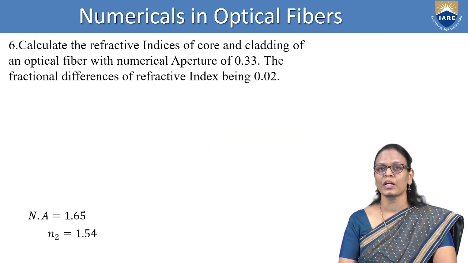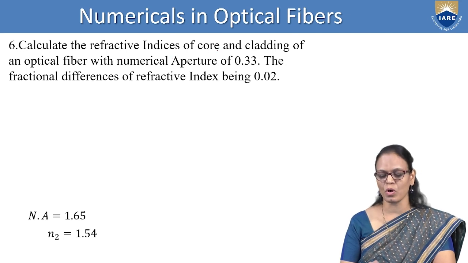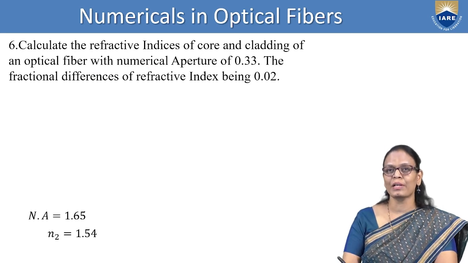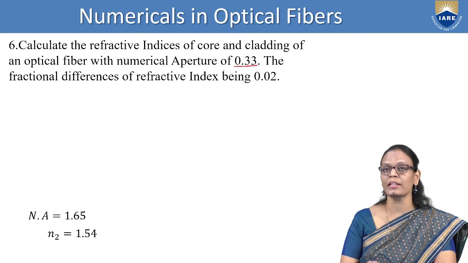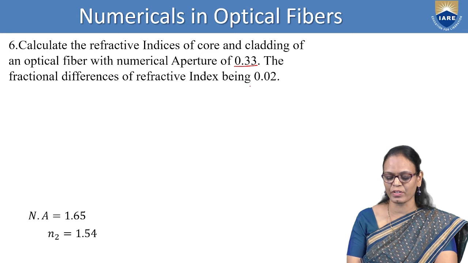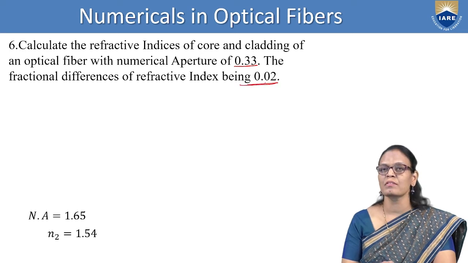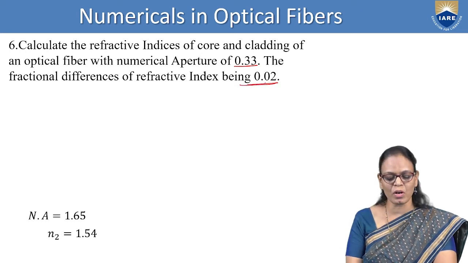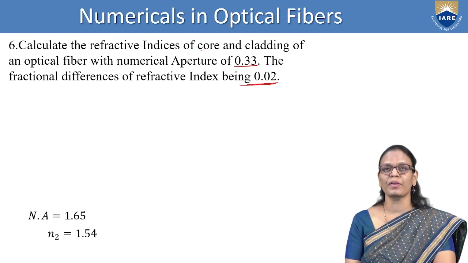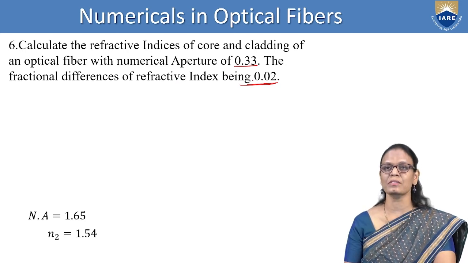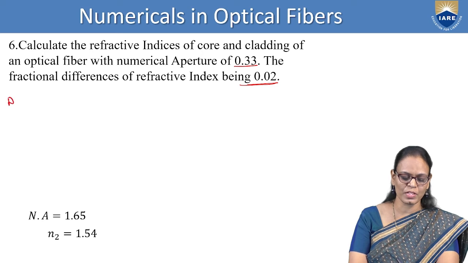The sixth one, calculate the refractive indices of the core and cladding with a numerical aperture of 0.33 and the fractional difference of refractive index being 0.02. So we are not given the refractive index of the core and cladding, both we have to find. We are given only the numerical aperture and the refractive index change. So first write the data.